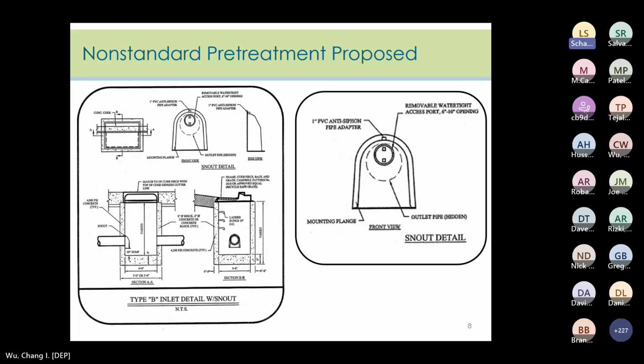First, I want to say that all sand filters are required to have some type of pre-treatment, and for sand filters with underdrains, this requirement is found on page 4 of chapter 11.4. Now, this is the detail that was provided. The engineer stated that a type B inlet with a snout is provided for pre-treatment. All right, let's look at what's required in the BMP manual.